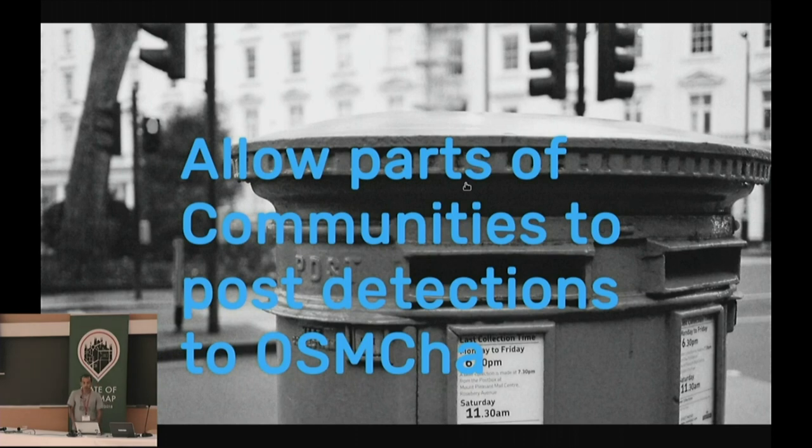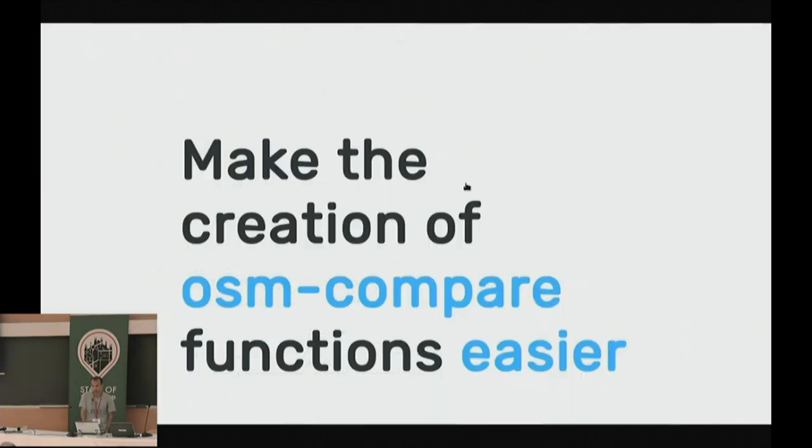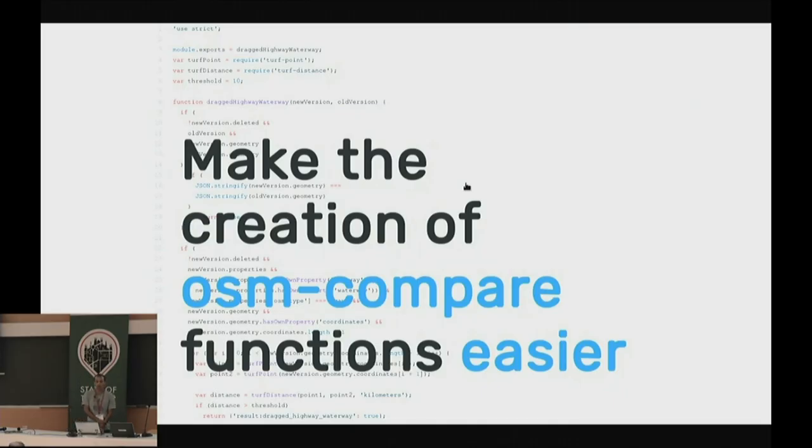Some next features. We want to allow parts of the community to post detections to OSMCha. What does that mean? For example, if you are interested in all the changes of buildings in your city, you can have the possibility to store all the changes of buildings in your city inside OSMCha, so you can review all those changes. If you are interested in some type of data or some aspect of OpenStreetMap, you can review all the changes made in that type of data inside OSMCha. We want to make the creation of OSMCompare functions easier through better documentation. OSMCompare allows us to review all the features that are modified, created, deleted in OpenStreetMap.